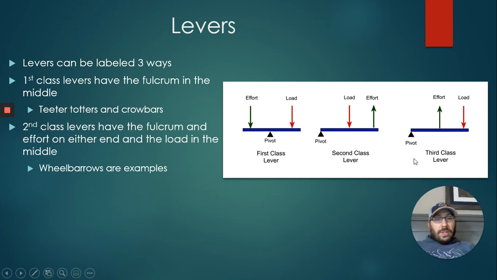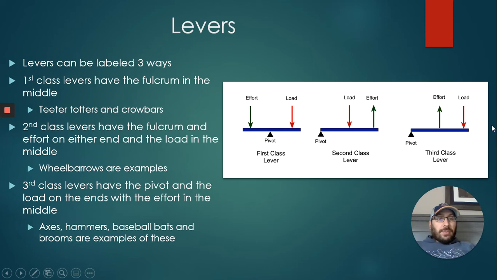And lastly, we have our third class lever. The pivot is still on the end. The load and the effort switch. Okay, and perfect examples for these are, again, things that we use almost every day: hammers, axes, baseball bats, brooms, hockey sticks. Any of those things are third class levers.